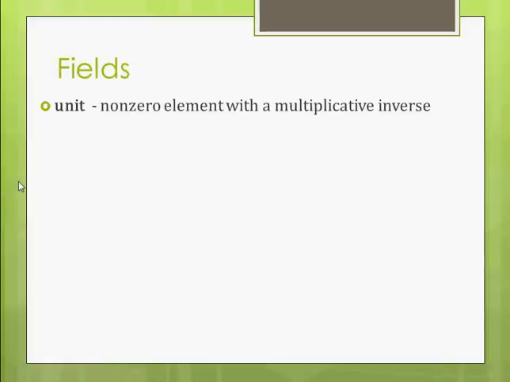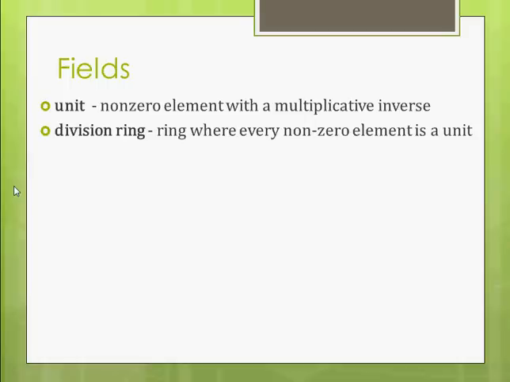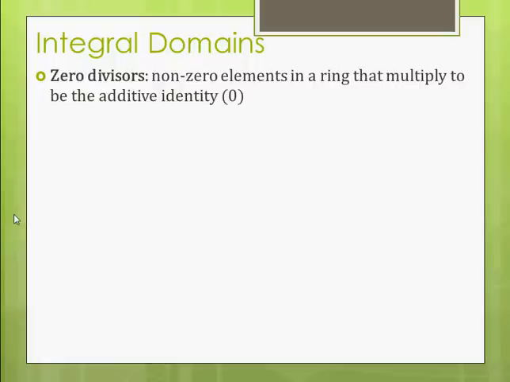So alright, fields, units. A unit is a non-zero element with a multiplicative inverse. A division ring is a ring where every non-zero element is a unit. So all the non-zero elements are units in a division ring. And a field is just a commutative division ring. So this all just builds on itself. We need to know what a unit is to understand a division ring. We need to understand what a division ring is to understand what a field is. So it's just a matter of getting the terminology straightened out. We'll give examples of these. Well, we already talked about fields last time.